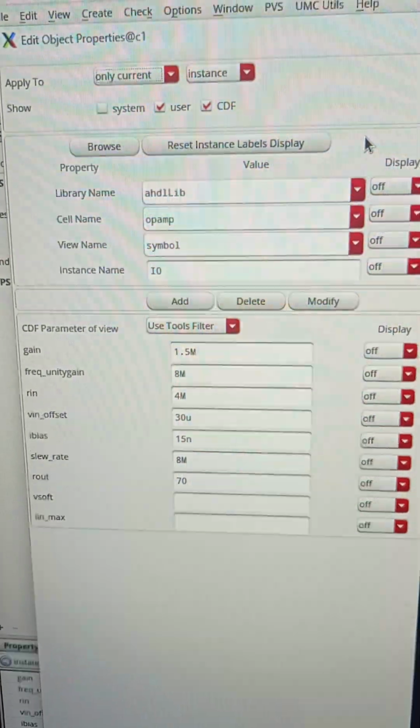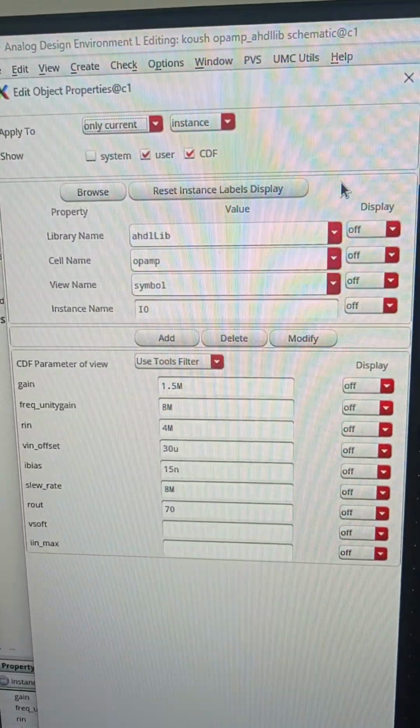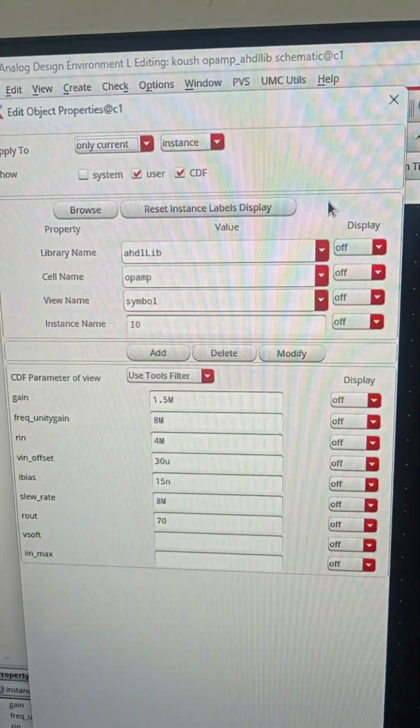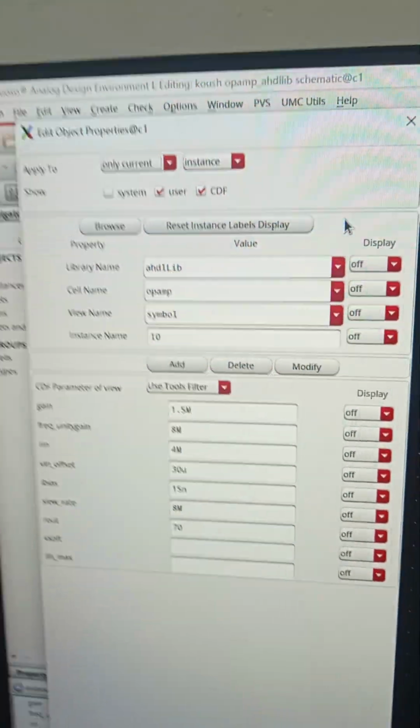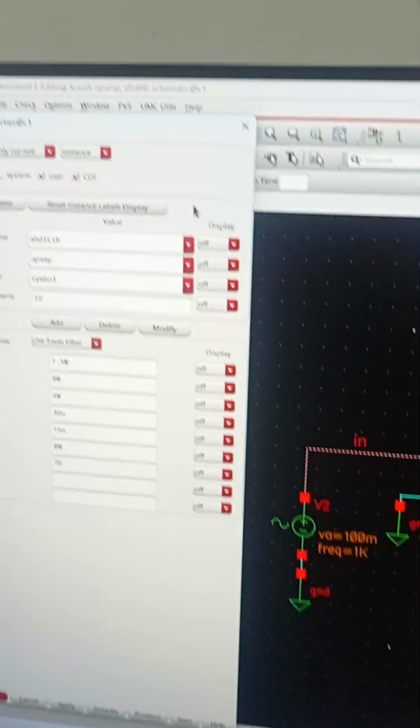and here are the parameters for this op-amp that I have given. The gain is given, the unity gain bandwidth is given, the input current, offset input voltage, and all other parameters are given. So we can customize it as per our requirement also.